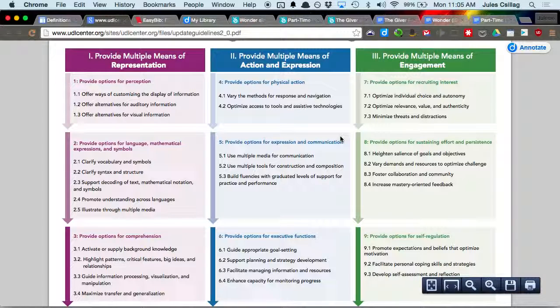So that will be some of the early stuff I talk about: audiobooks, some of the leveling accommodations. How are students getting the input? And then there's different ways of accommodating or differentiating for action and expression. So how are students showing that they're learning?